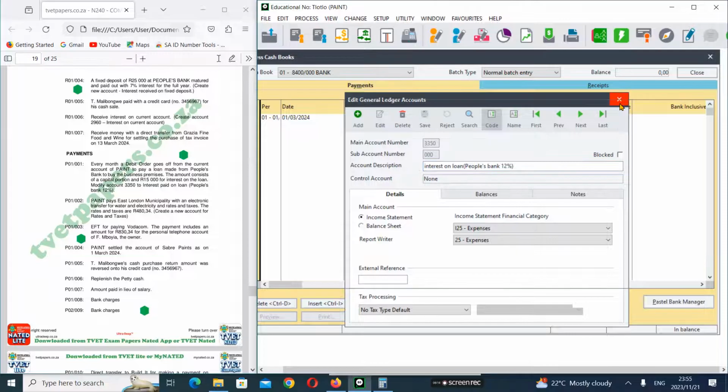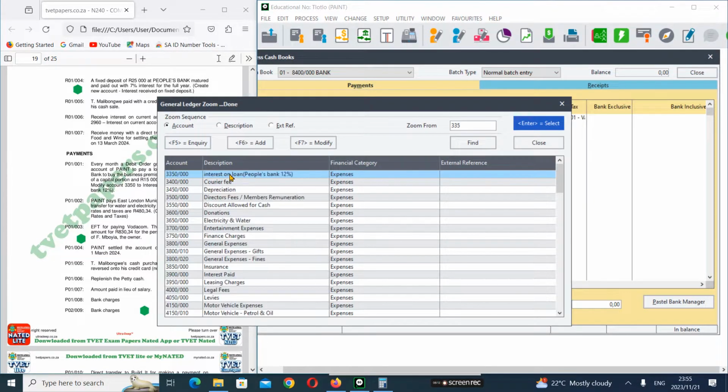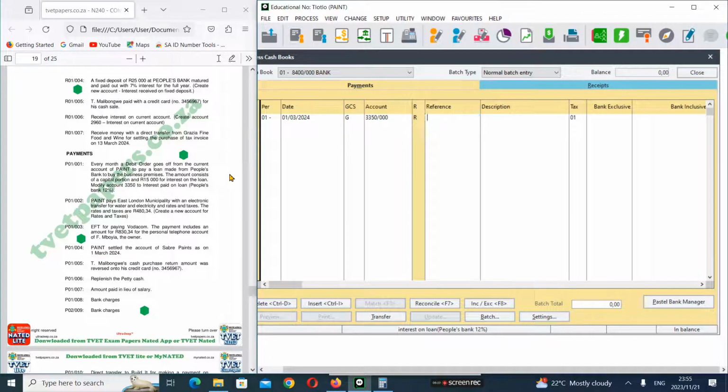And then we save. Looking for account 3350, and then it's P01/001, I think. Then tab, and on the description we need to write what is happening. We're paying People's Bank interest on loan, so we can say interest on loan, and then tab. We already know from our search that interest paid or received is not charged VAT, so the VAT needs to be 00. They said we're paying interest of 15,000, so we say 15,000. Then tab.